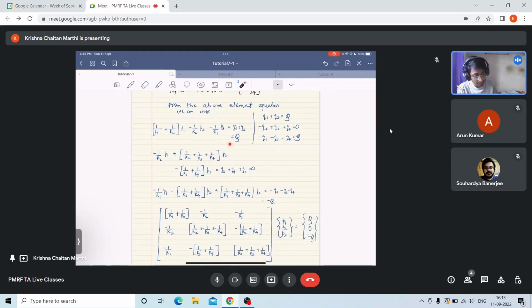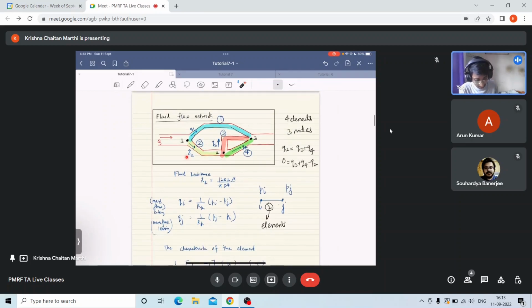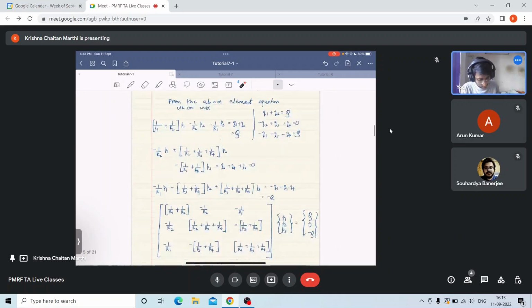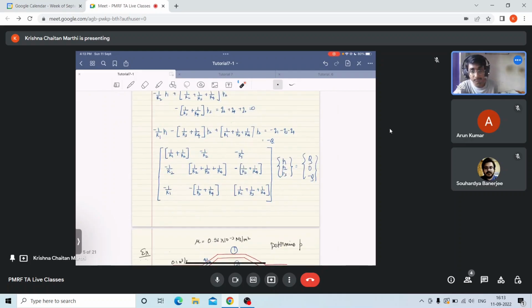So I have written similar expressions for q2 plus q4 minus, for all the three nodes. Okay, so at nodes we are basically conserving the mass flux. So I have written this for three nodes, and if I write this for the three nodes, then I get this as my equation, in the matrix form.